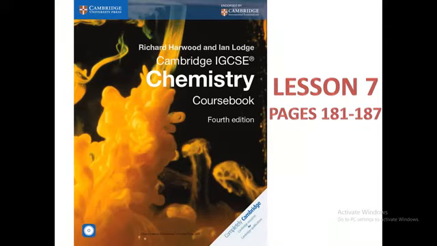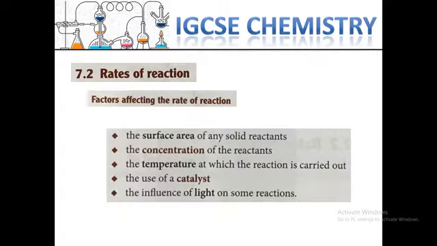Today we are going to continue our lesson 7, and we will cover pages 181 to 187. The first topic is factors affecting the rate of reaction. Today we are going to focus on rates of reaction. We are going to see how we can improve the speed of a chemical reaction.